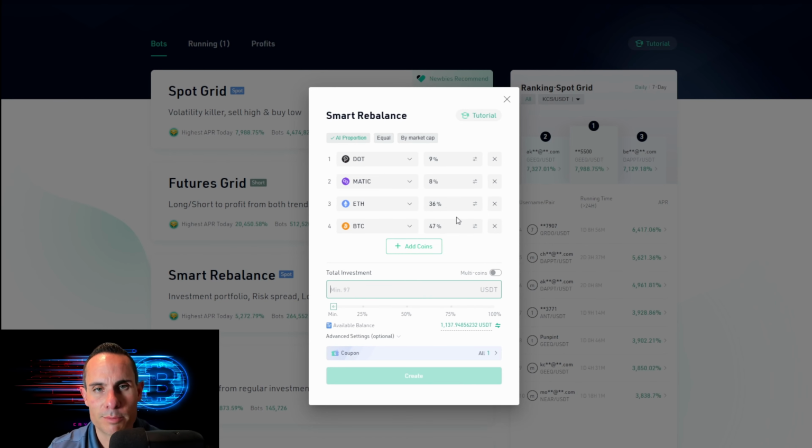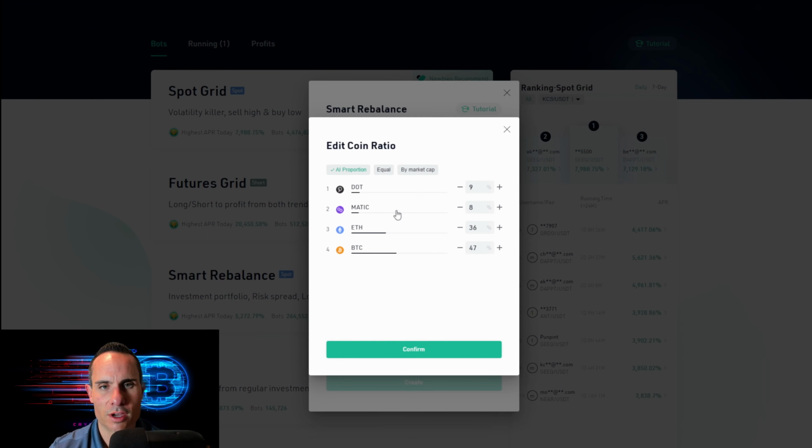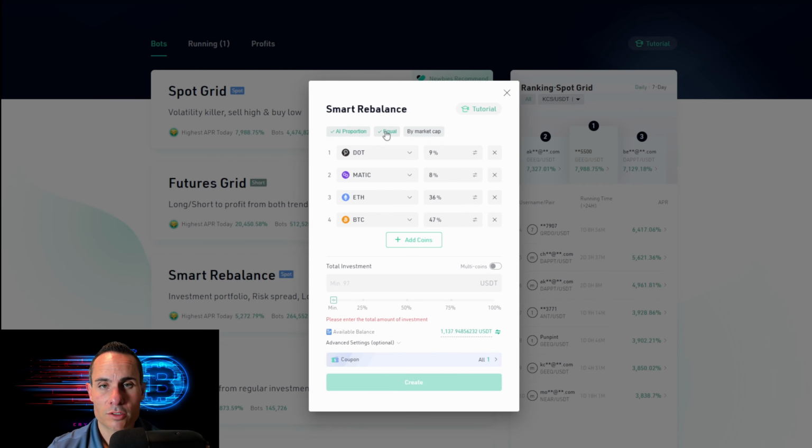Now you have a number of different options here. By default, I use AI proportion. It just automatically sets the proportion of each coin that's held in the portfolio. You can, of course, come in here and adjust that manually. You also have the option of setting other things like equal. It'll do an equal split distribution between all 4 tokens, or by market cap, which, as you can see, gives an outsized proportion to Bitcoin.